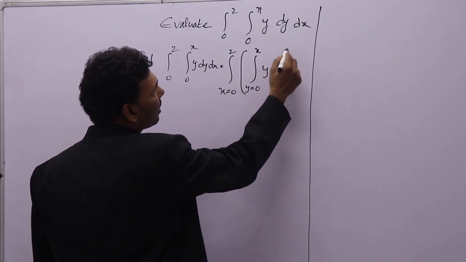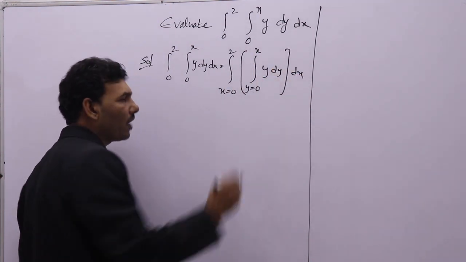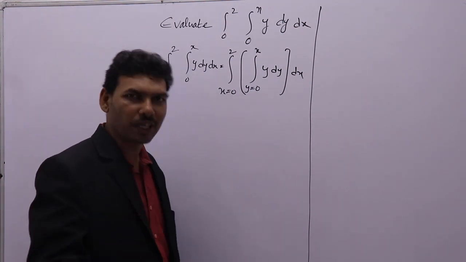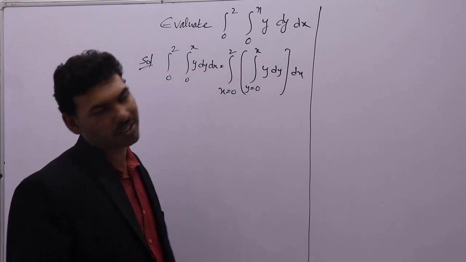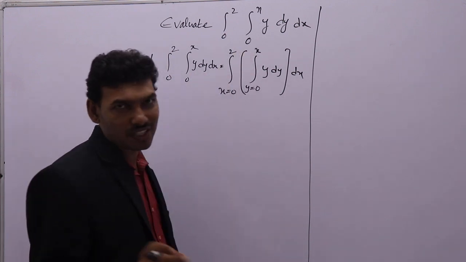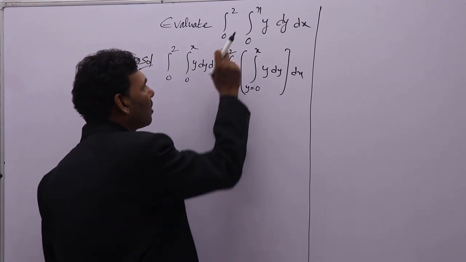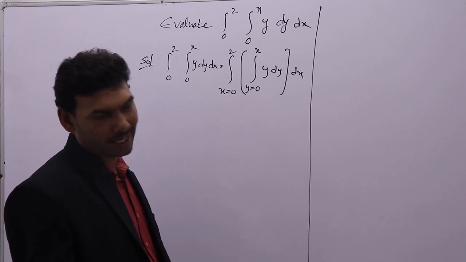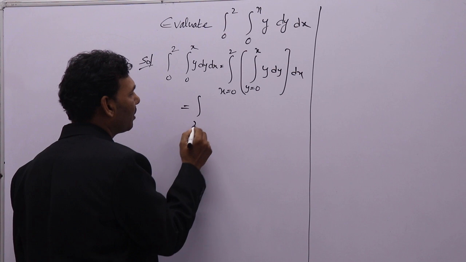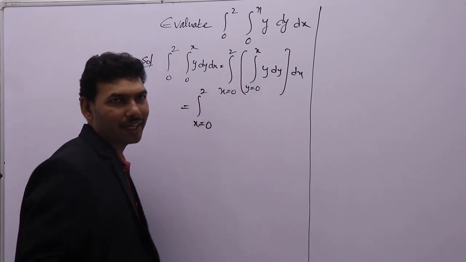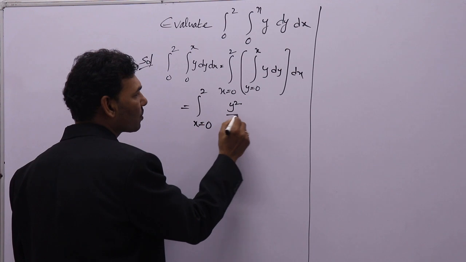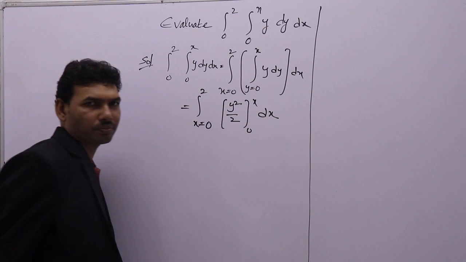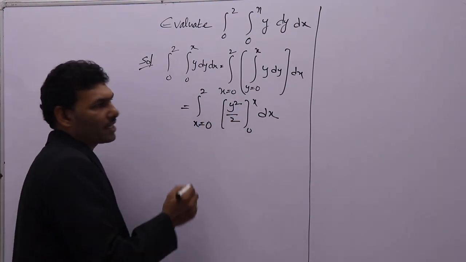If y limits are in terms of x, then the order of integration will be first with respect to y, next with respect to x. Y limits are in terms of x, so first integrate with respect to y. These are constant, so next integrate with respect to x. Constant limits integration is at the end. Now integral x equal to 0 to 2, integral y is y square by 2, limits 0 to x, dx.